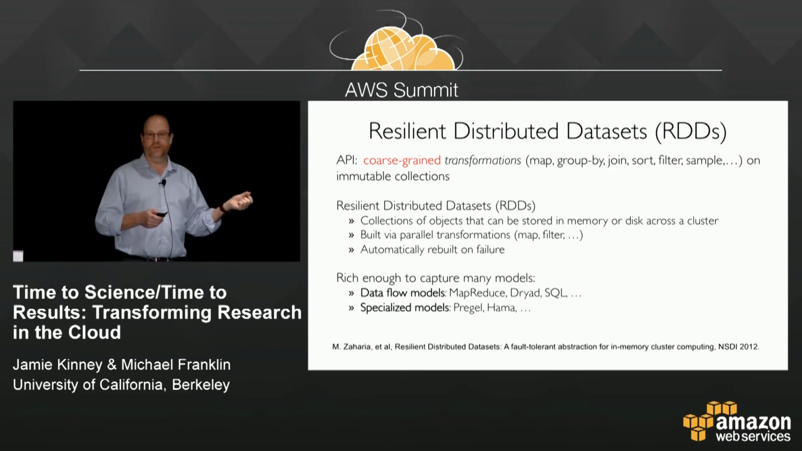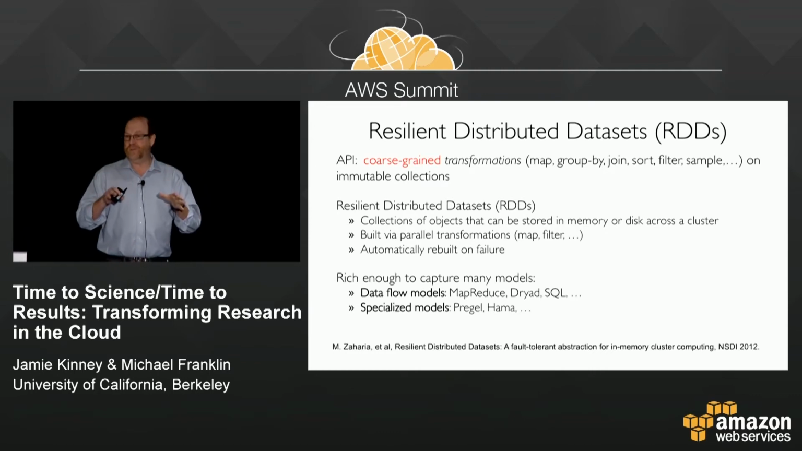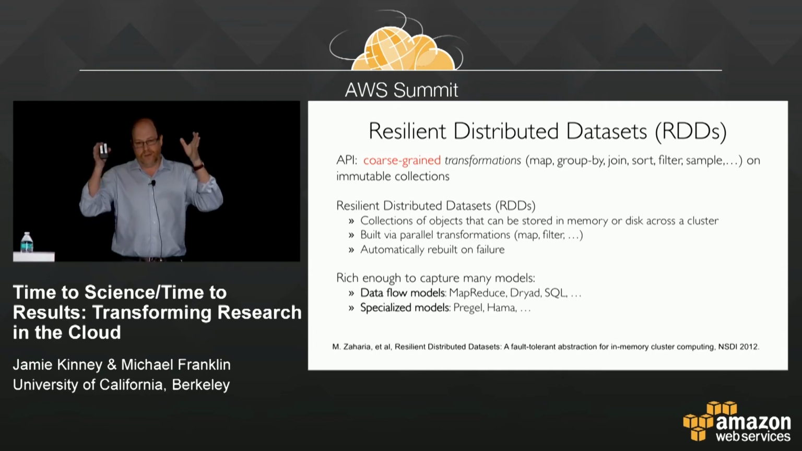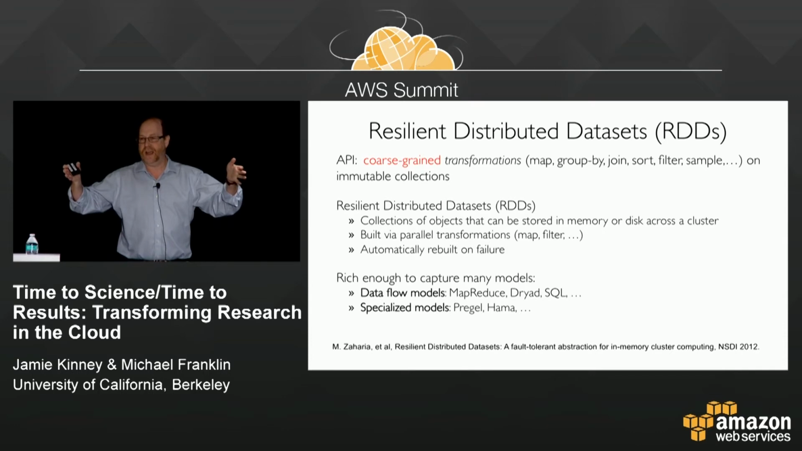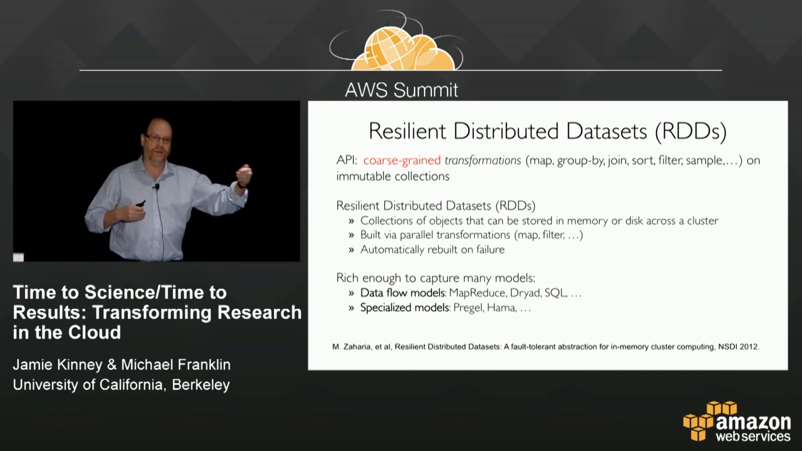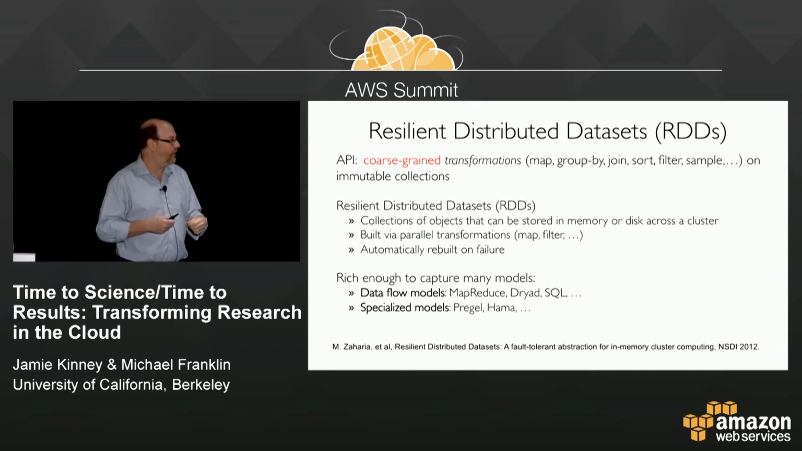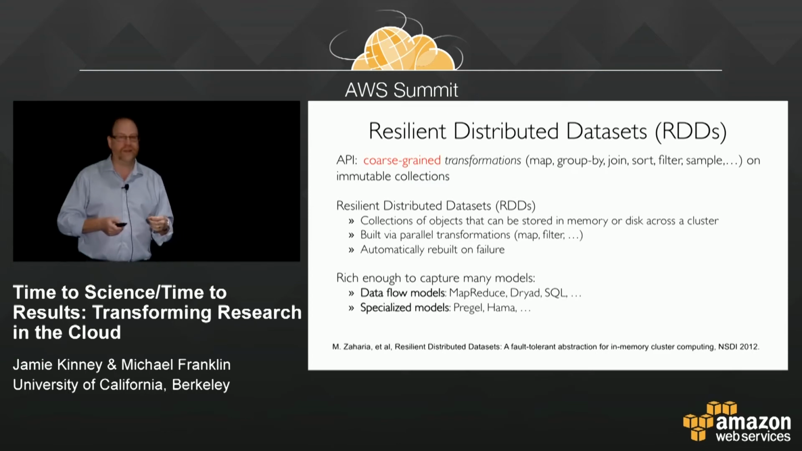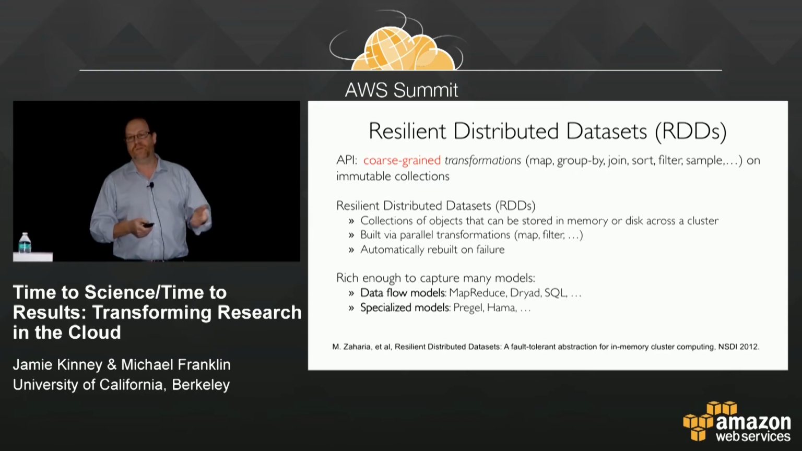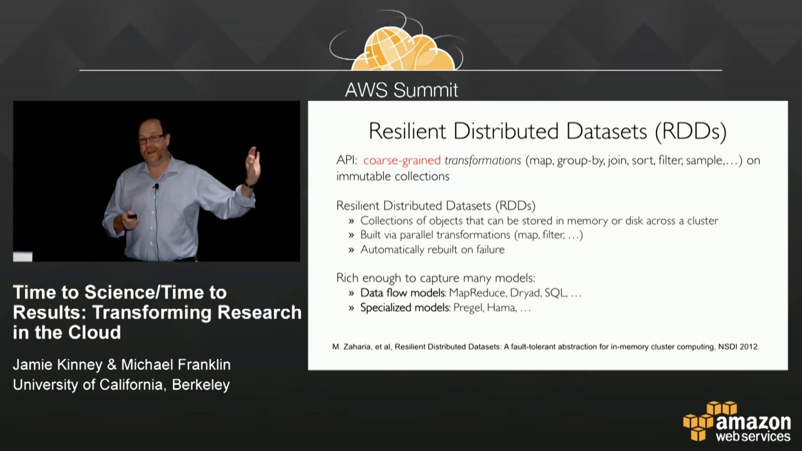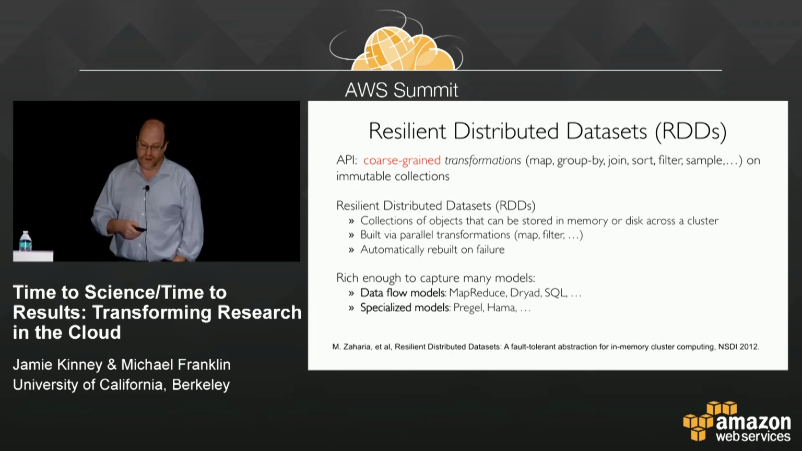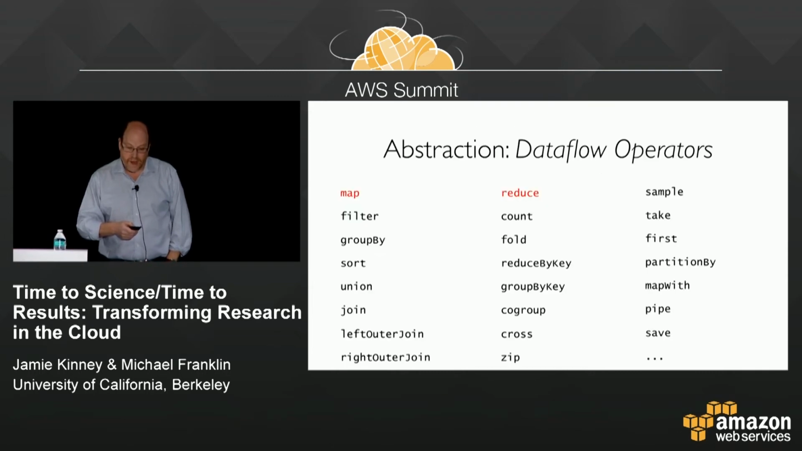And as we've discussed, that simple model, this idea of data sets that are spread across the cluster that you're not allowed to change, that you can only transform through this limited alphabet or language of transformations, is powerful enough to represent a bunch of the way people want to process big data. So that's the key insight behind Spark, this idea of RDDs.